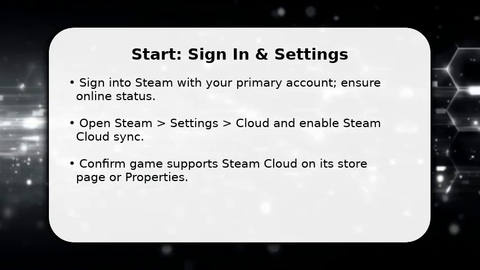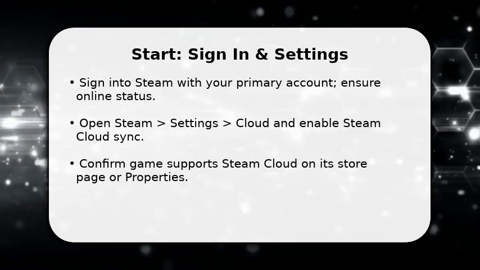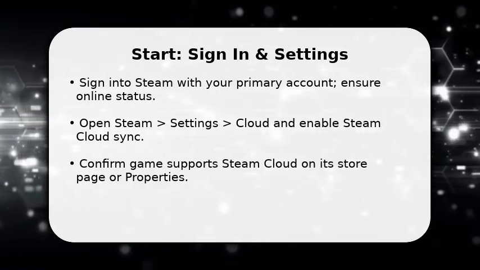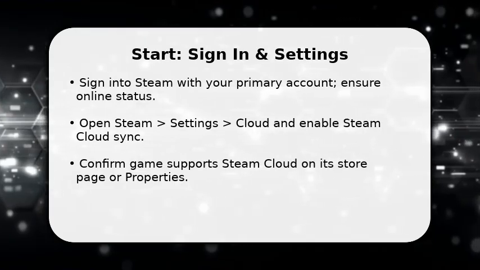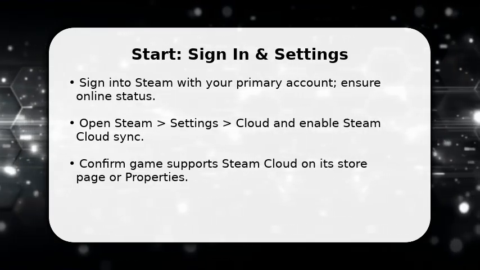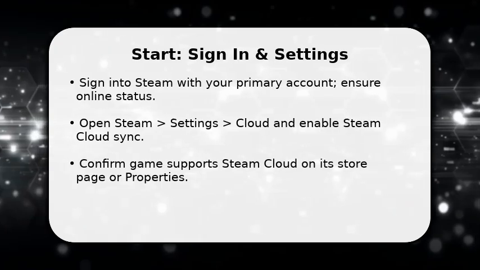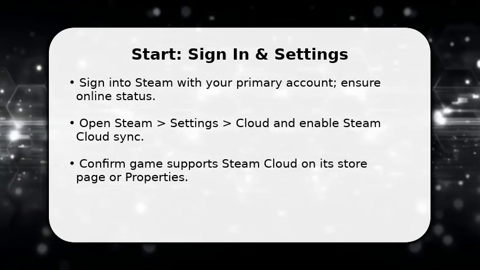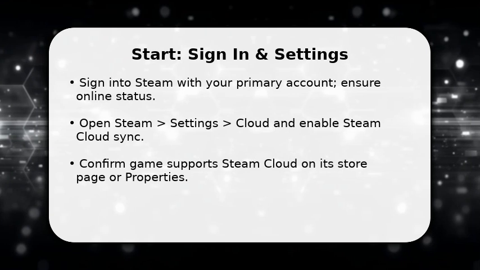Next, open the game's properties from your library and look for the Enable Steam Cloud Synchronization checkbox. Tick it. This sequence, Account Sign In, Global Enable, per game Enable, starts the sync process and ensures the client will attempt to upload or download saves.